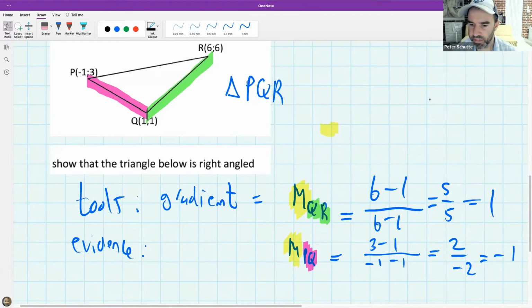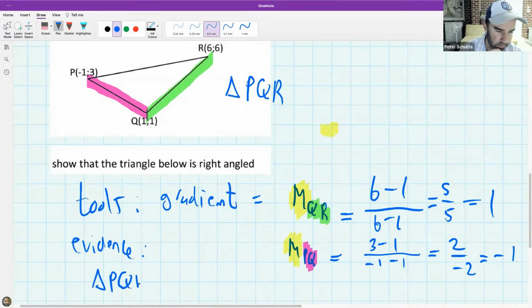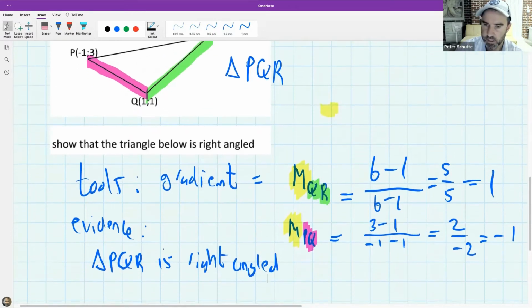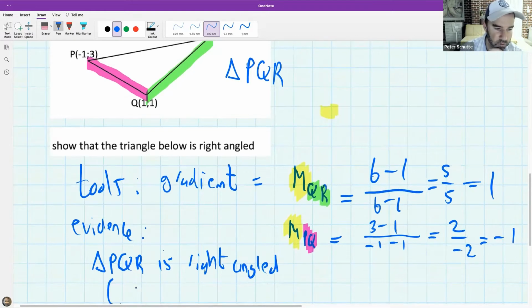So what do we think? We'll wait a little bit longer. Is this a right angled triangle or not? Siabonga? Yep. Why do you think it's a right angled triangle? Lesejo, you also think it's a right angled triangle? So we'll say PQR is right angled. But now, guys, what we need to do is actually give a reason.